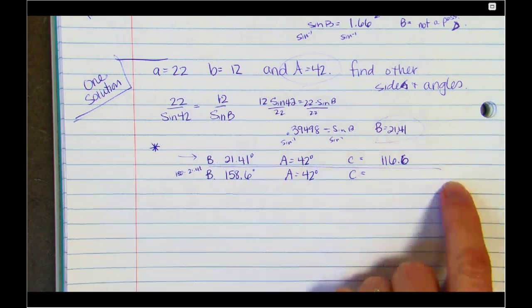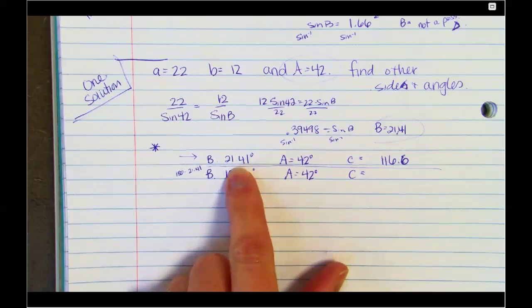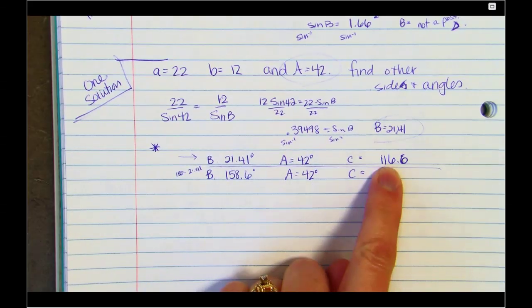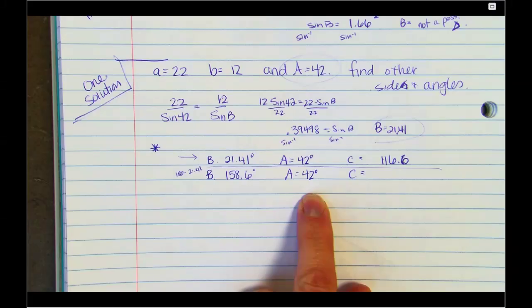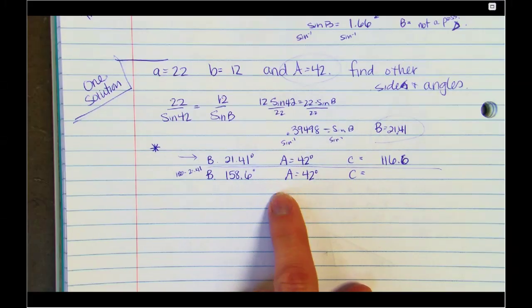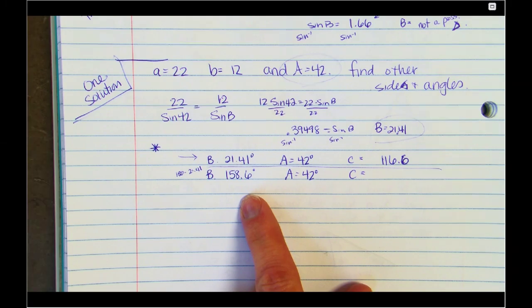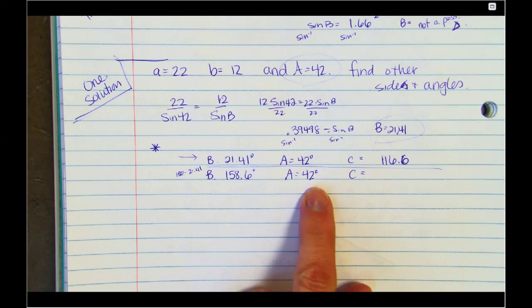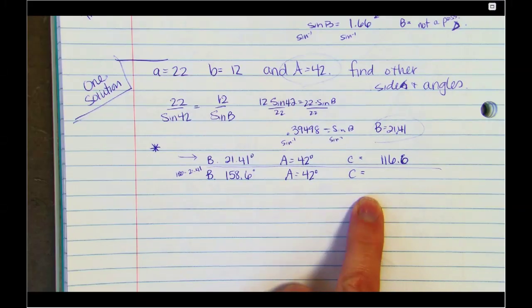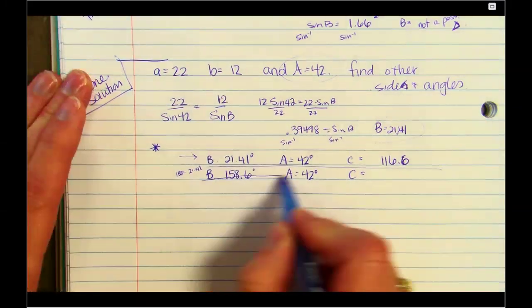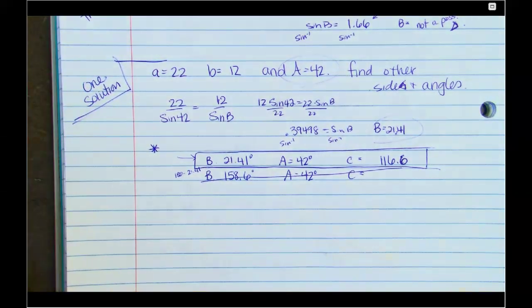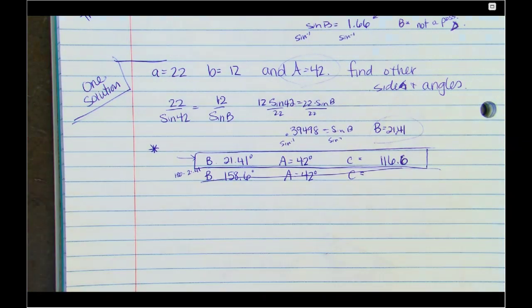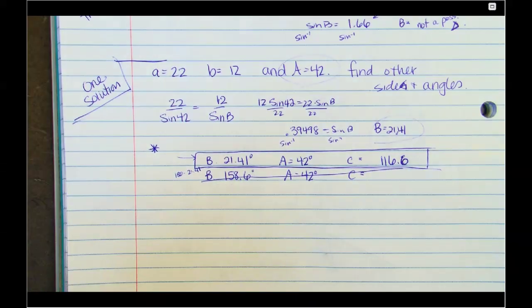They add up to 180, right? So 180 minus 21.4 minus 42 is 116.6. Now, take a look at the other triangle. Look at these two numbers here. What are you going to tell me about C? It's not possible, right? So this one has only one possible triangle. That's why it's one solution. If you get one where they both work, that's one with two solutions.